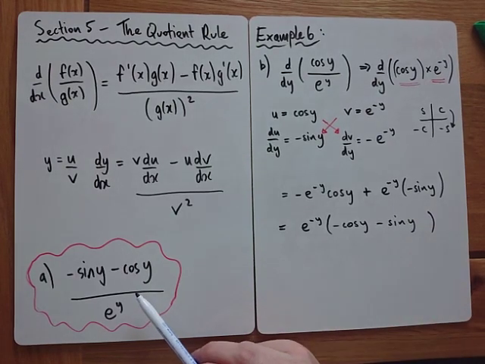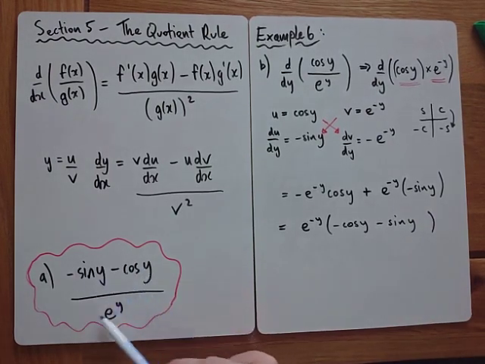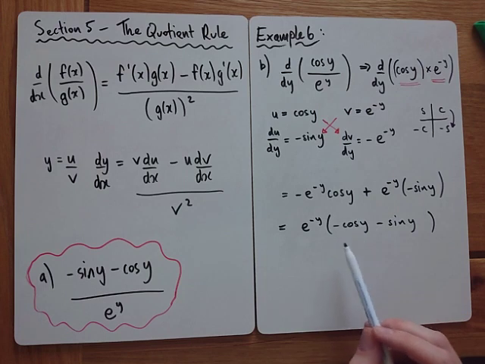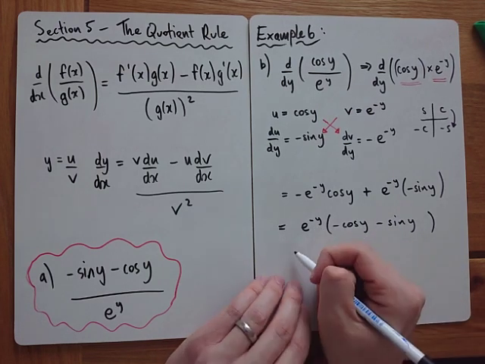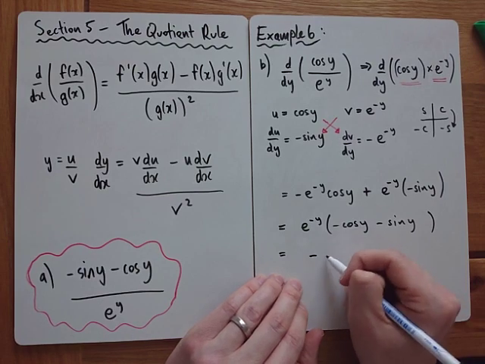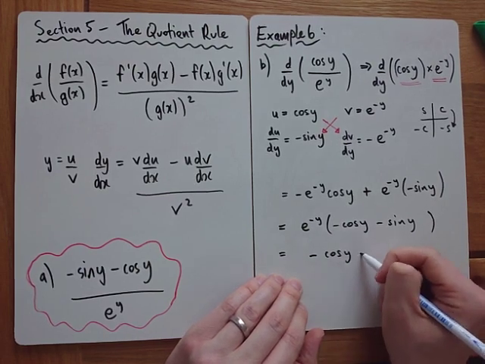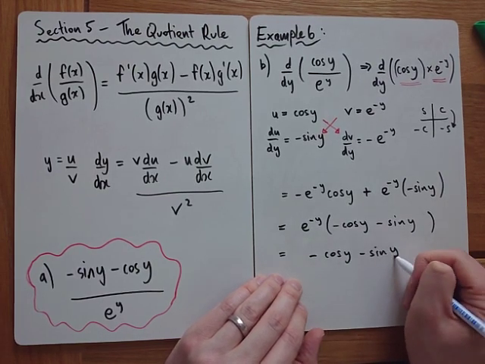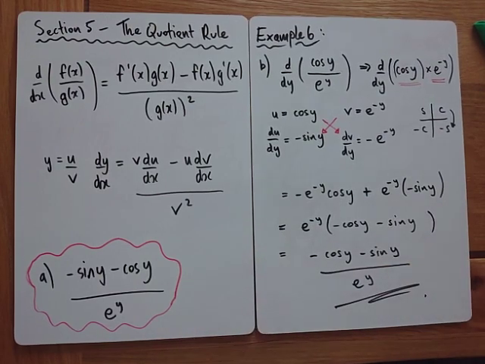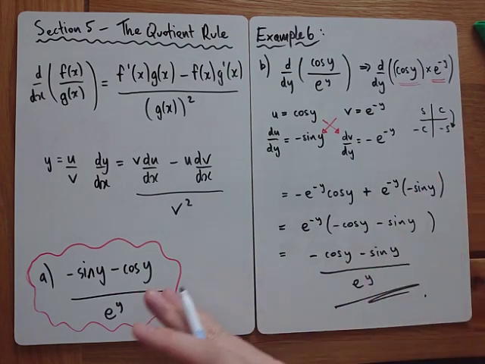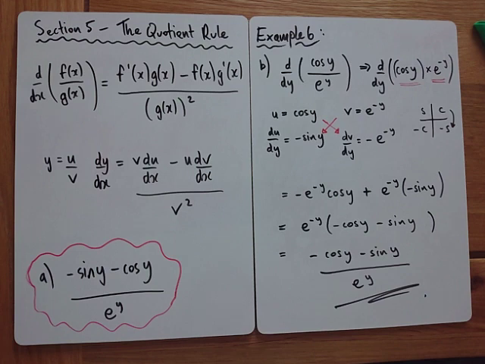And if you look at the answer that we got earlier using the quotient rule, we've actually got the same answer. It might just look a little bit different. If you've got e to the minus y, that's the same as having minus cos y minus sine y all divided by e to the y. And we should get the same answer no matter what technique we use. As long as we apply either method correctly, we should get an equivalent answer.